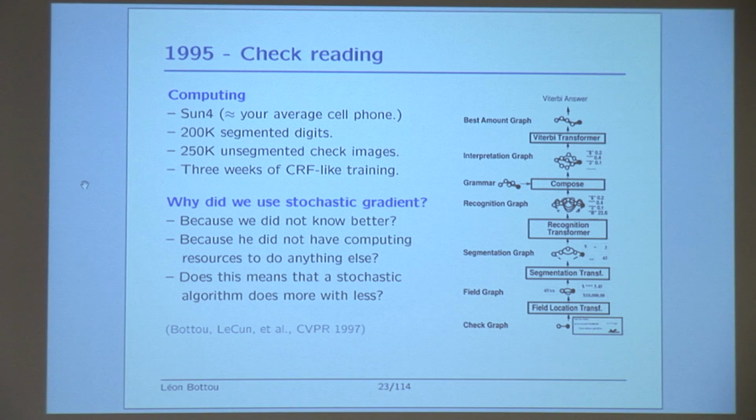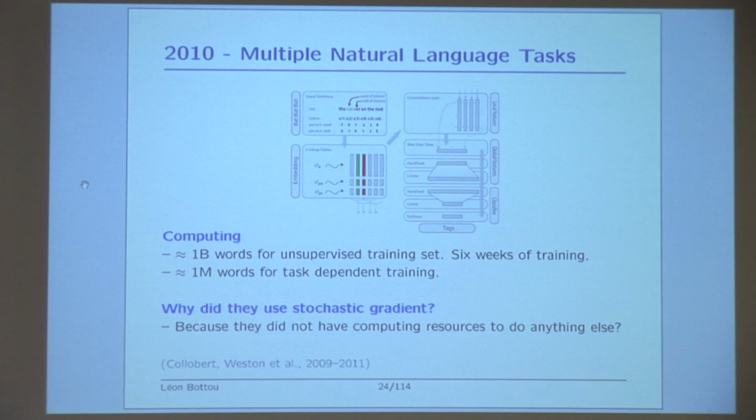Because we didn't have computing resources to do anything else, that's for sure. That was pushing it again. And well, stochastic was the way to do it. So this is a work that was done in NEC by Collobert, Weston, and others. It tries to solve multiple natural language tasks.